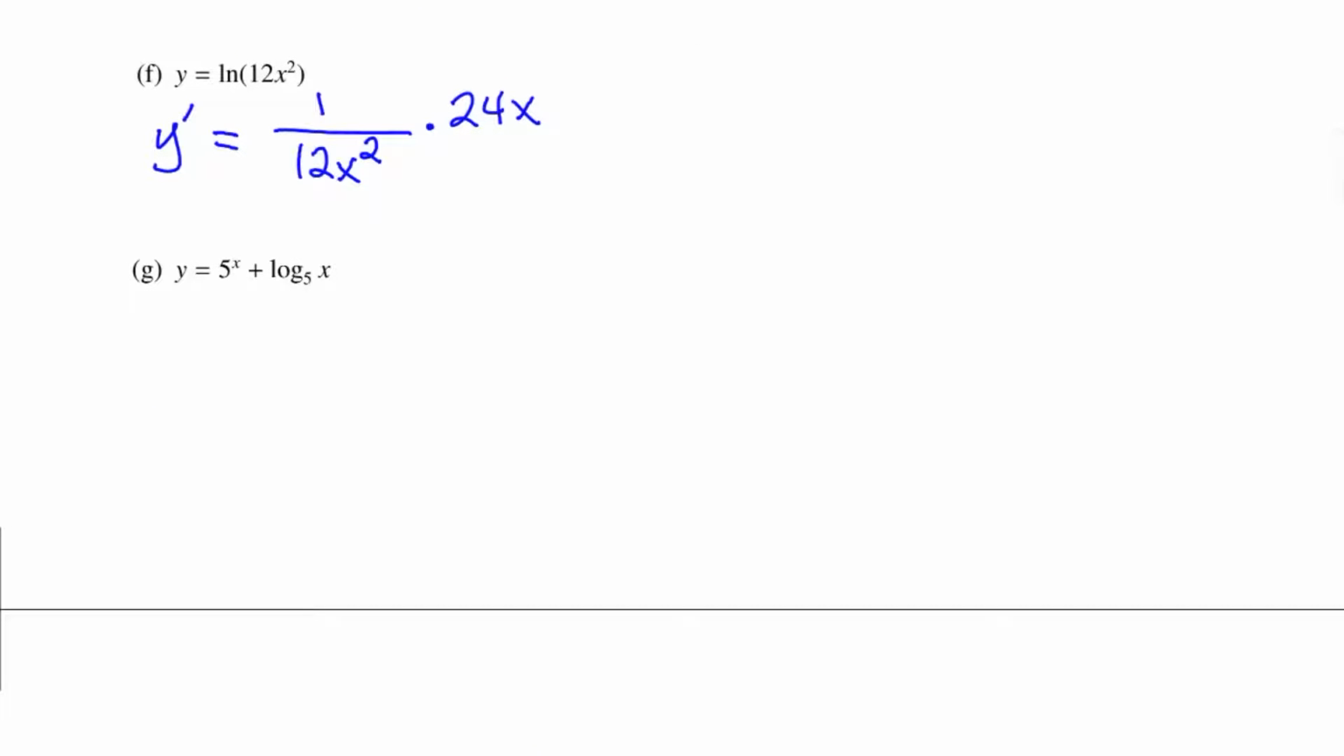G, find the derivative. So this is your basic exponential and basic log rules. For the derivative of the exponential, it's the base raised to the x times the natural log of the base, so 5 to the x times the natural log of 5, plus, and now the derivative of log base 5 of x, so that's 1 over x times the natural log of the base, and it's the natural log of 5.